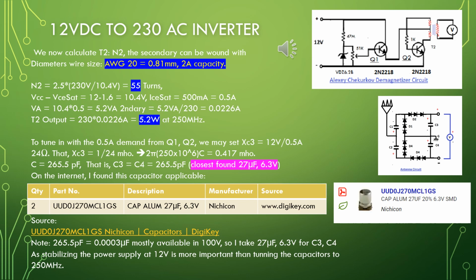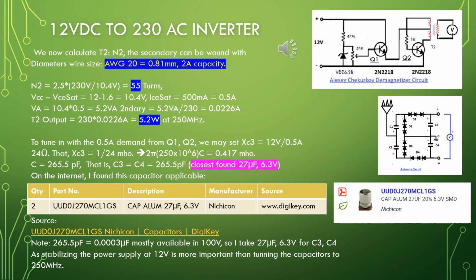250 MHz. To tune in with the 0.5 ampere demand from Q1, Q2, we may set XC3 equal to 12 volt divided by 0.5 ampere equal to 24 ohm. That is XC3 equal to 1 over 24 mile. That is 2 pi times 250 times 10 to the power 6 C equal to 0.417 mile. C equal to 265.5 picofarad.